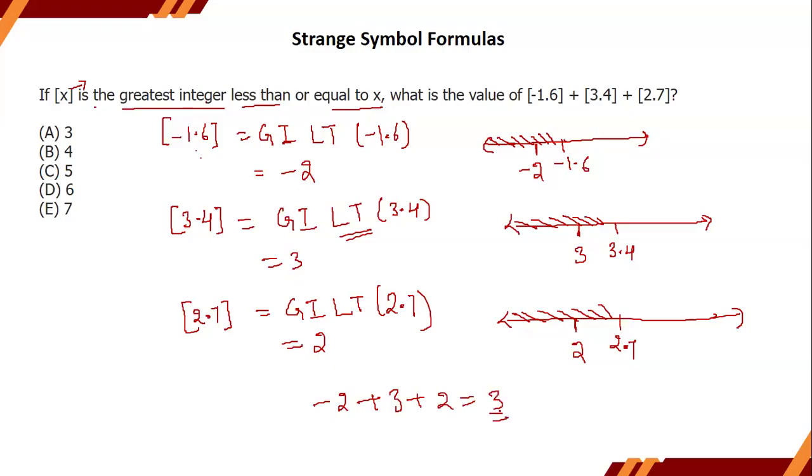So what is very important in this question, or the takeaway, is that the symbol is irrelevant. What is important is the formula or the rule associated with the symbol, right? So follow the steps which are defined by the symbol.